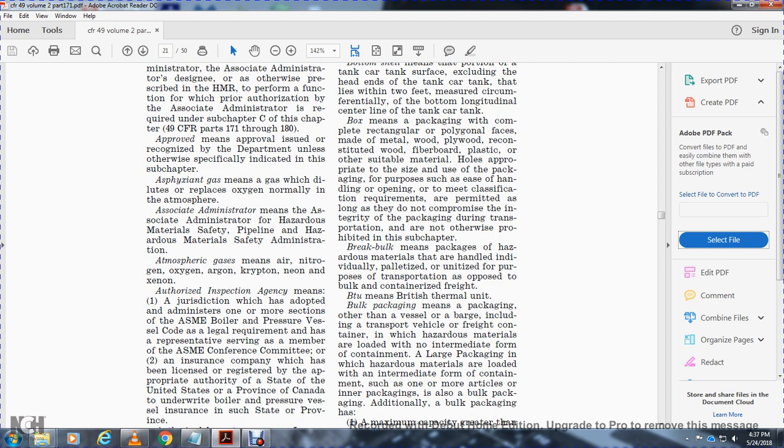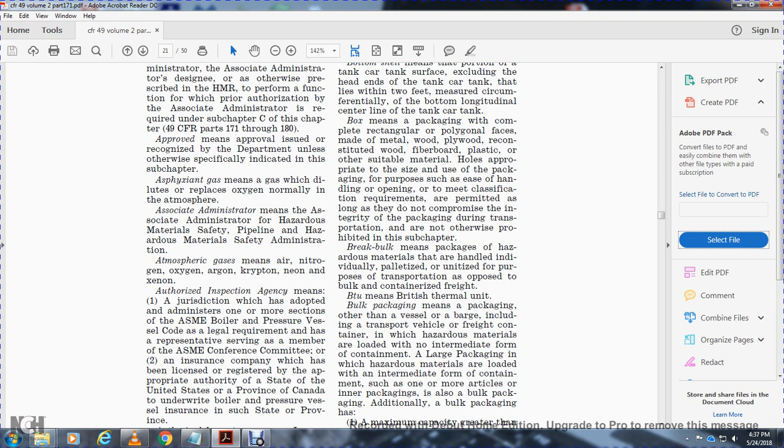BTU means British Thermal Unit. Bulk packaging means a packaging, other than a vessel or barge, including a transportation vehicle or freight container, in which hazardous materials are loaded with no intermediate form of containment. Large packaging with hazardous materials loaded in an intermediate form of containment, such as one or more articles or inner packagings, is also included.